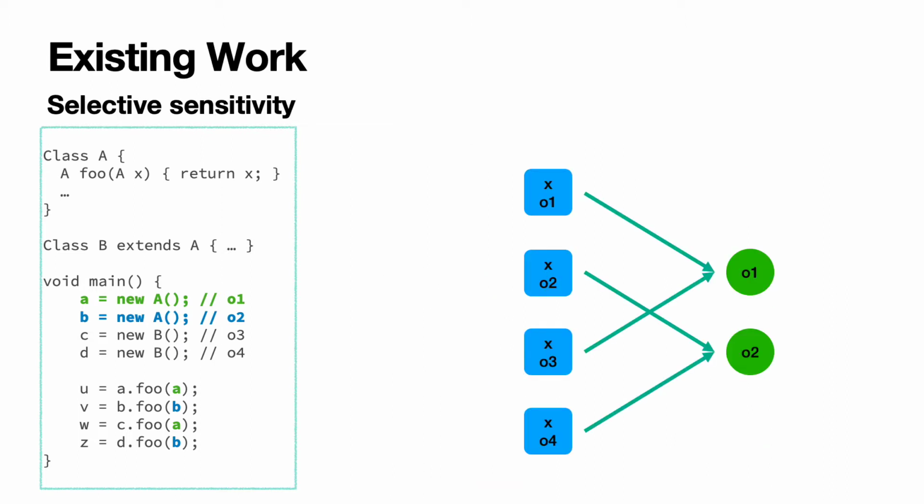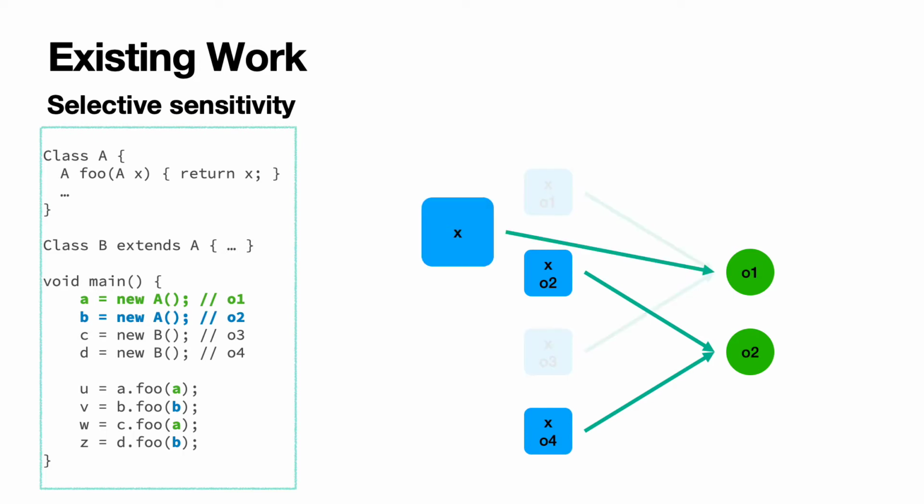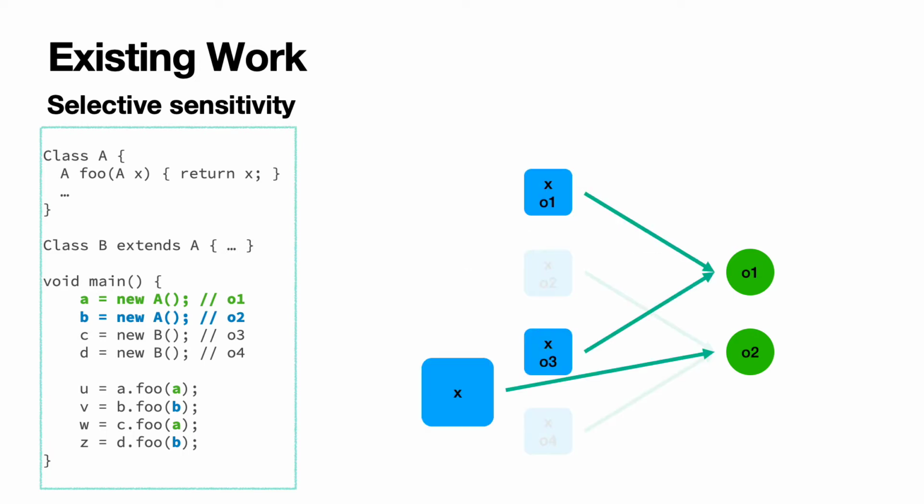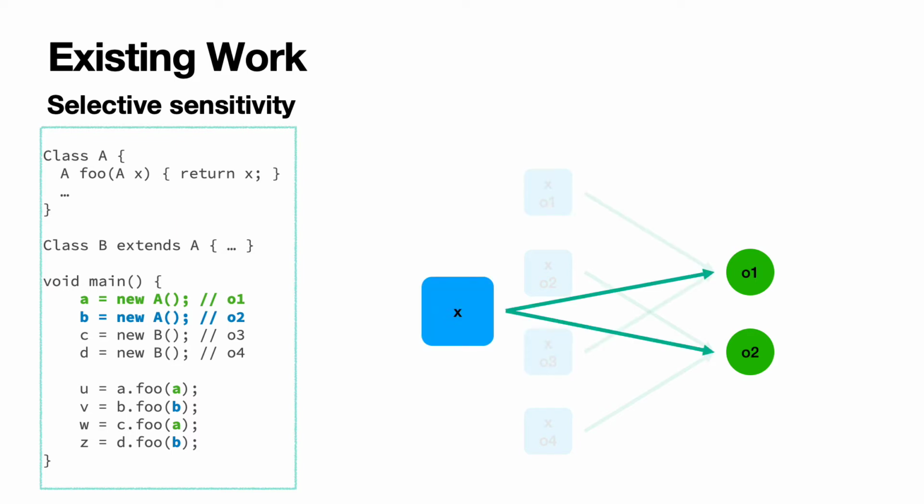There have been some research efforts devoted to avoiding this redundancy. One is selective sensitivity. It tunes abstraction by dropping contexts at certain call sites to reduce the total number of contexts. Here, it can drop contexts O1 and O3 for variable x and still distinguish the points-to results of O1 from O2. It can alternatively drop contexts O2 and O4. But if both pairs are dropped, it can no longer distinguish between O1 and O2. Thus, we seek finer-grained tuning methods.